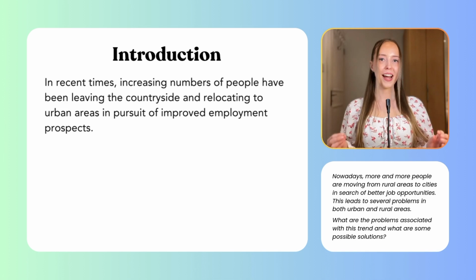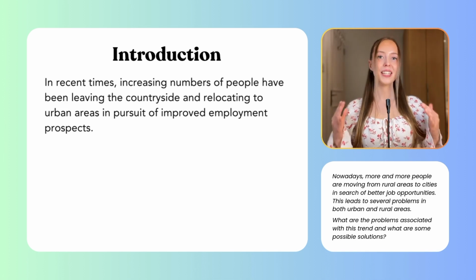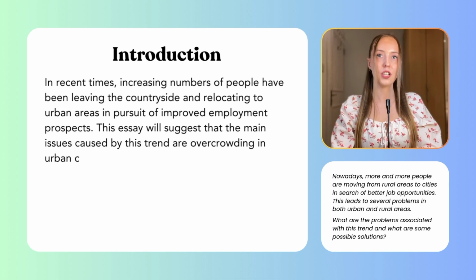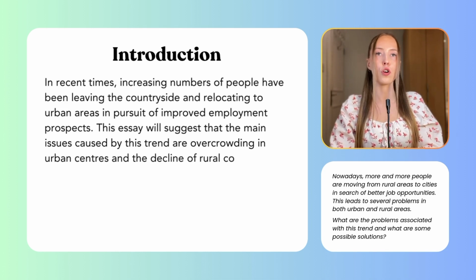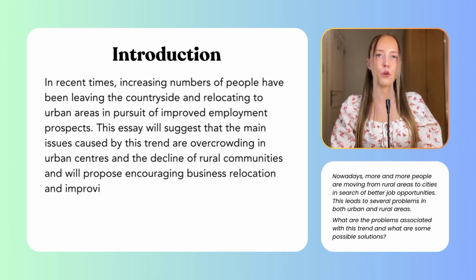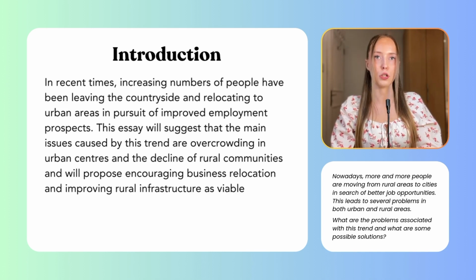Now we need to write our outline sentence. We need to tell the examiner what we are going to talk about. This essay will suggest that the main issues caused by this trend are overcrowding in urban centres and the decline of rural communities, and will propose encouraging business relocation and improving rural infrastructure as viable solutions.